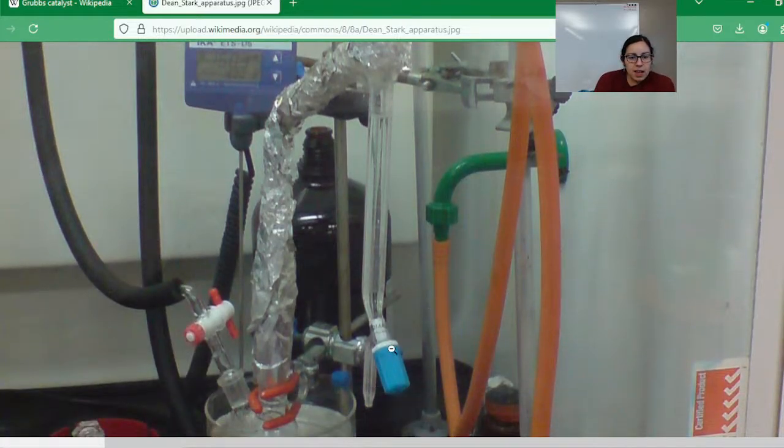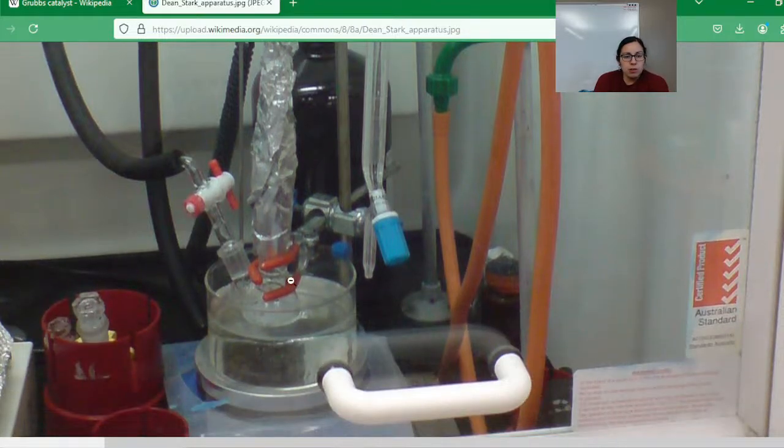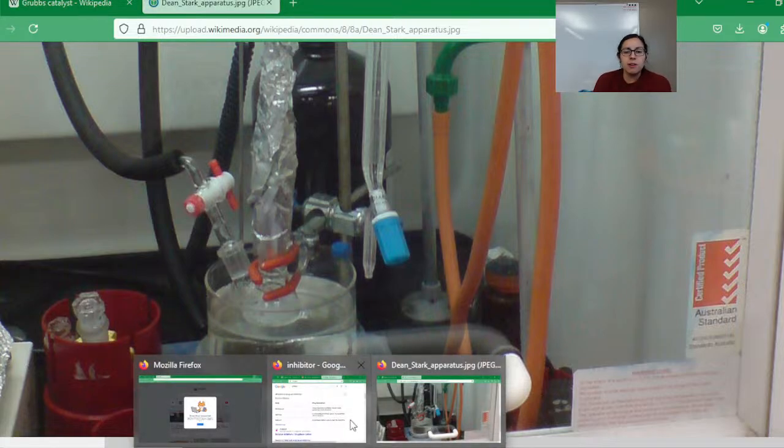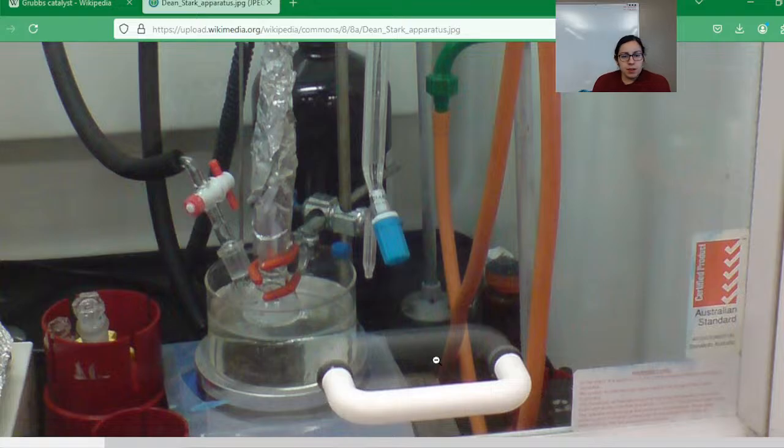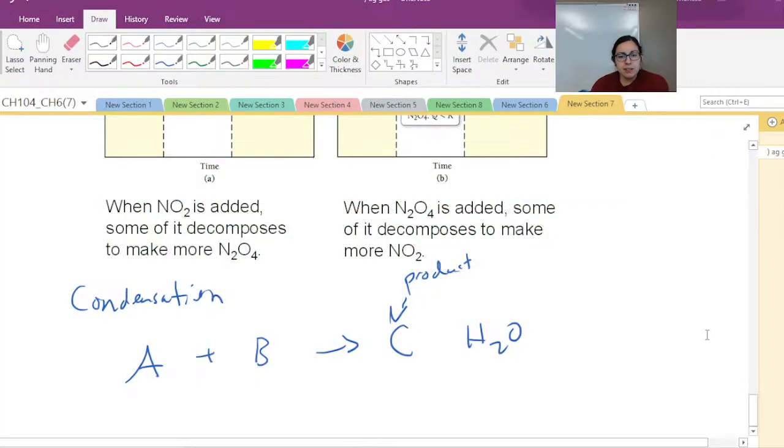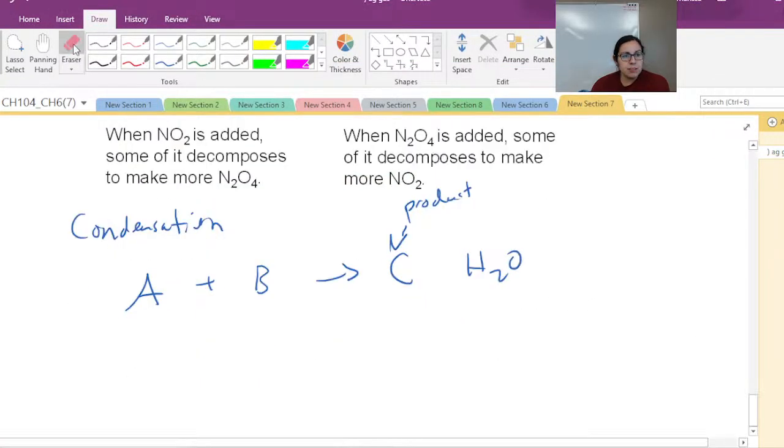If we look at this Dean Stark, it's like this extra tube here, and this one has a stopcock, so most of them have some sort of stopcock where you could release this liquid. So the idea is you use some sort of organic solvent, and it has to be less dense than water if you're going to drive off water. Then you start doing your reaction, and your Dean Stark fills up.